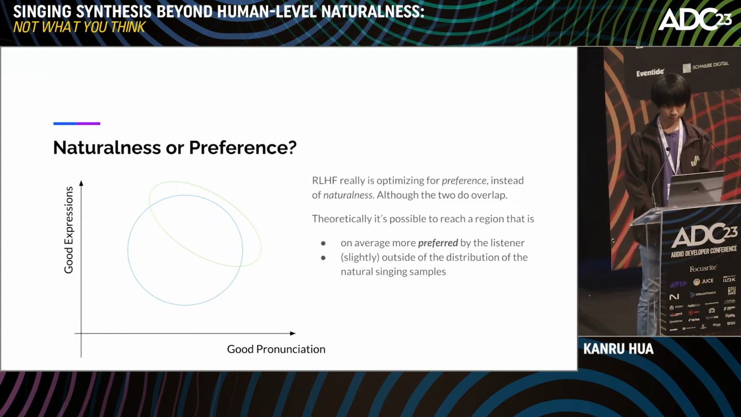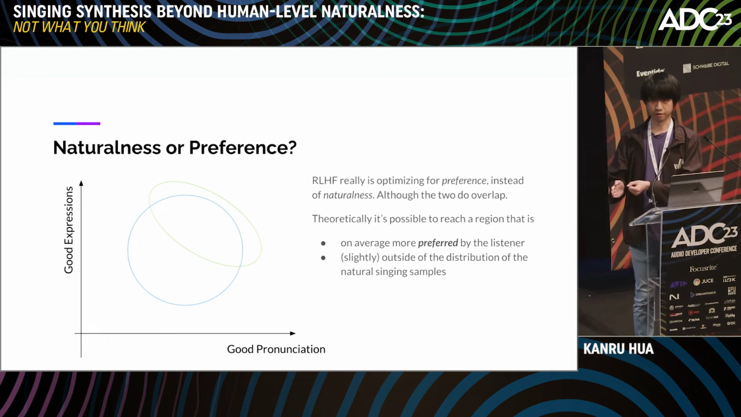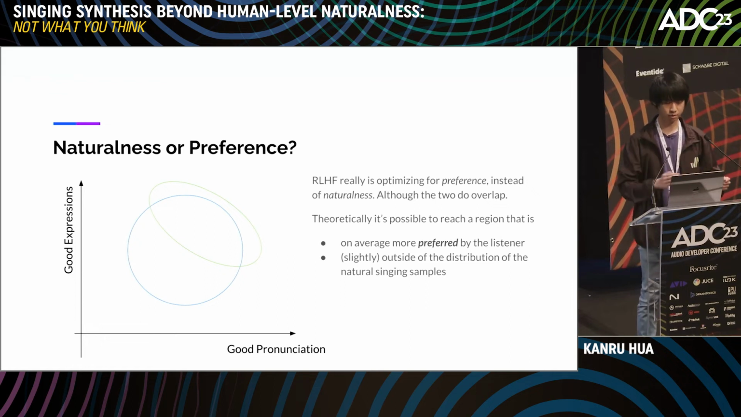So if we use RLHF and similar techniques, we just go for preference, maximize the preference, then theoretically it's possible that our system ends up in a state that generates more preferred samples instead of more natural samples. And if that happens, it's possible that we're having samples that are more preferred by humans, but not natural.